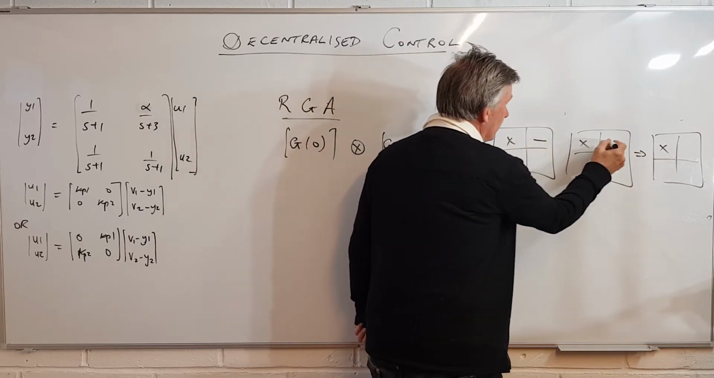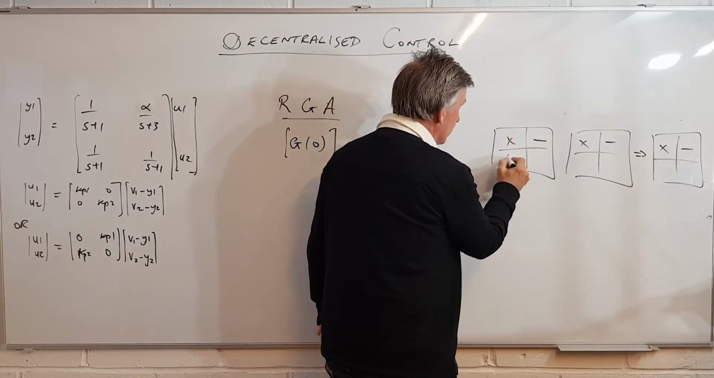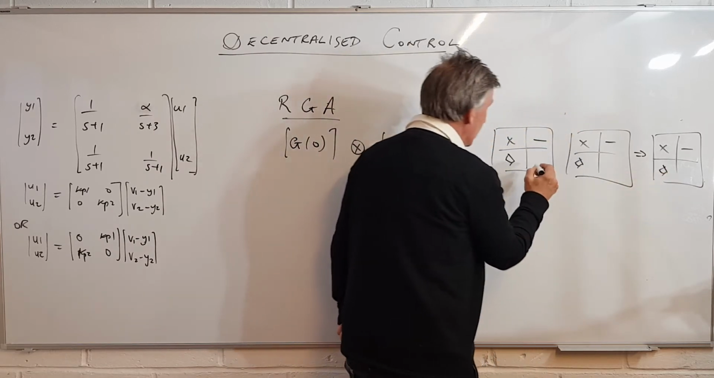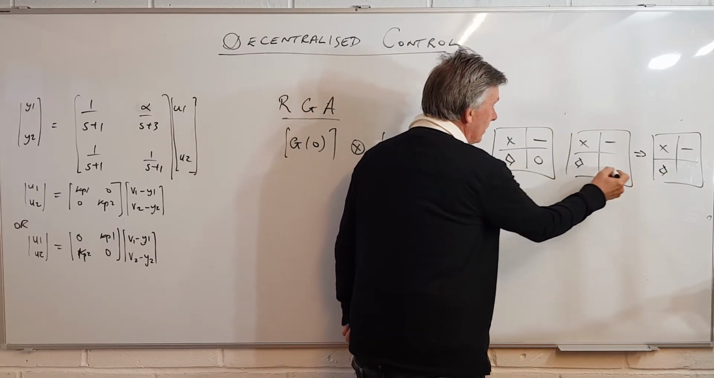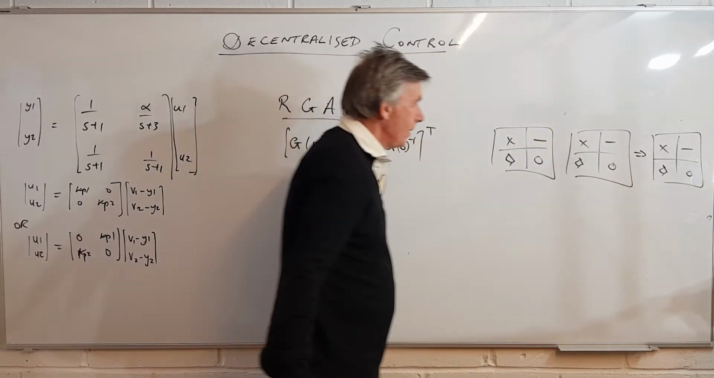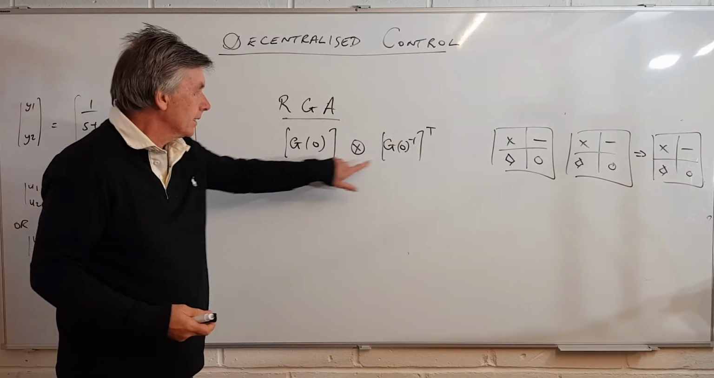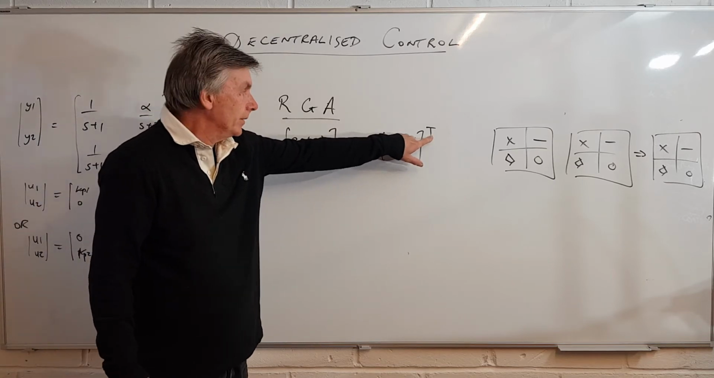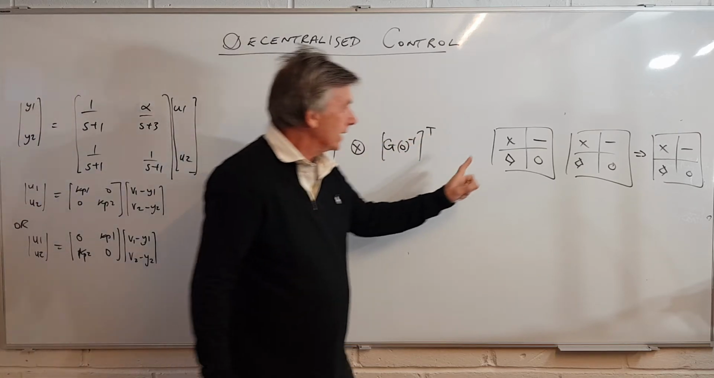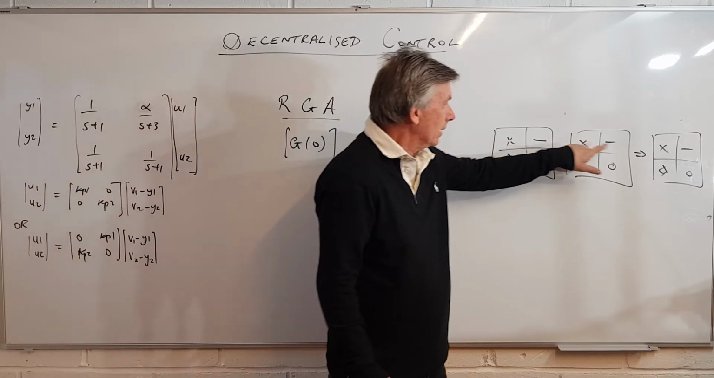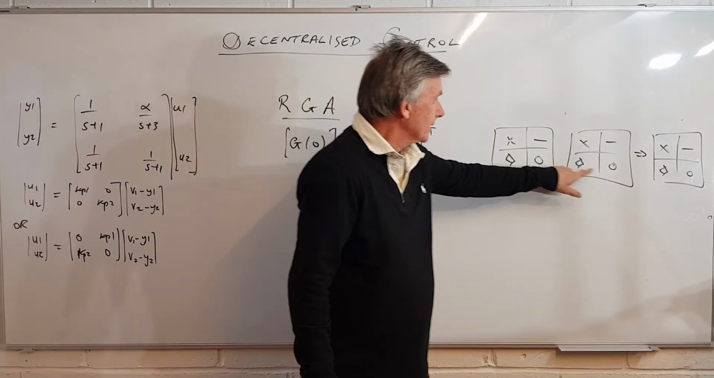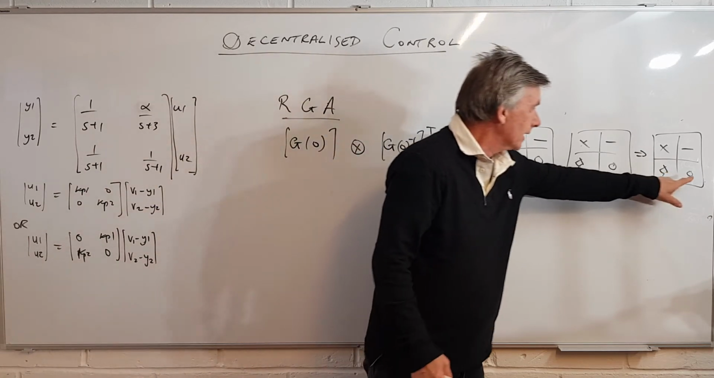then you multiply each element of one by the corresponding element of the other to give you the corresponding element of the third. So when we're working this out, we work out G0, then we work out G0 to the minus 1, then we transpose it, and then we multiply them an element at a time.